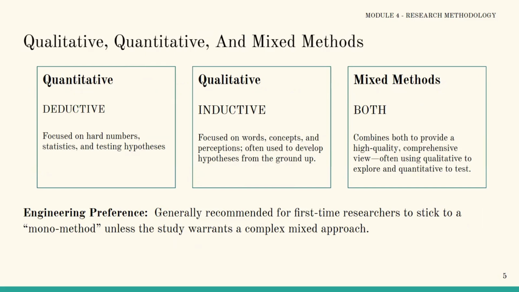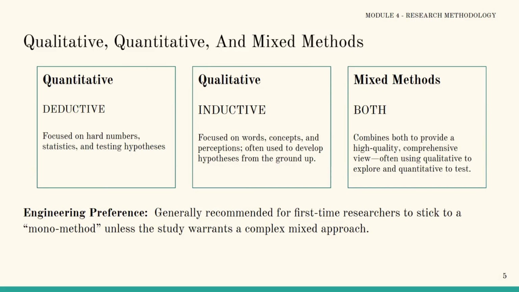Quantitative methodology is deductive. It focuses on hard numbers, statistics, and testing hypotheses, etc. And the qualitative one, it's more inductive. So it focuses on words, concepts, perceptions, often used to develop hypotheses from the ground up. And finally, the mixed method. So it combines both the quantitative and qualitative methods. So it often uses the qualitative portion to explore, and the quantitative portion to test those results of exploration.